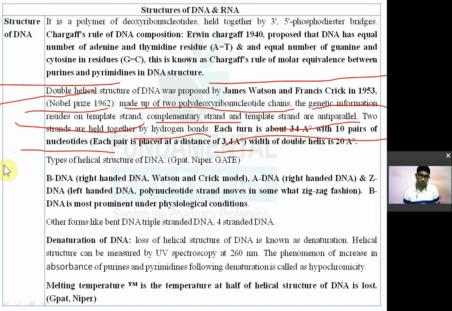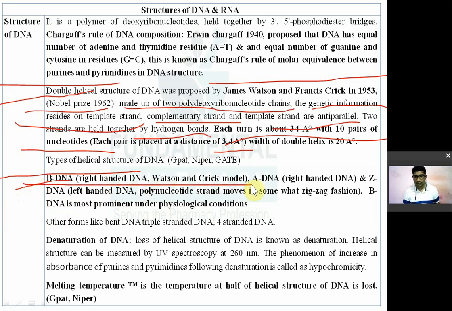क्वेश्चन इसके ऊपर आ सकता है, you have to remember. Now types of helical structure of DNA. डीएनए के स्ट्रक्चर के कितने टाइप हैं? There are different types, at least 5 types are there. Few of them are listed over here which are important. So first one is B DNA, or it is known as bent DNA. Right-handed DNA. Okay? So B DNA is nothing but the right-handed DNA.